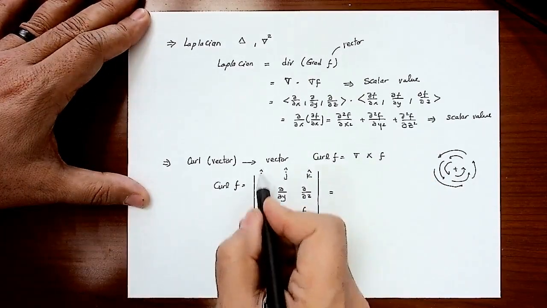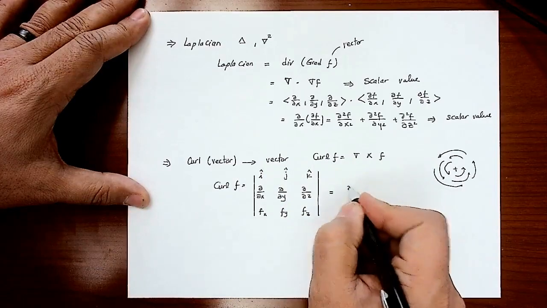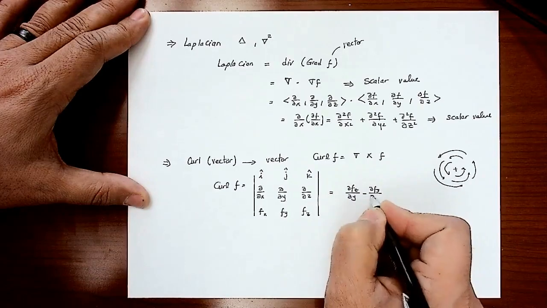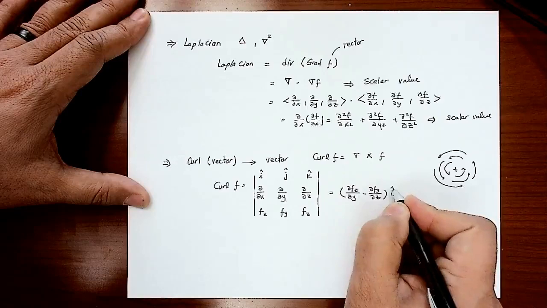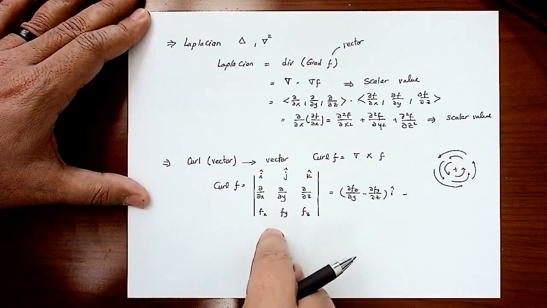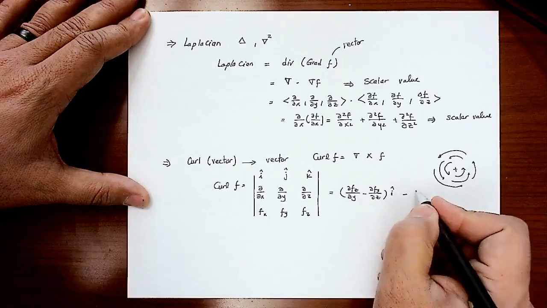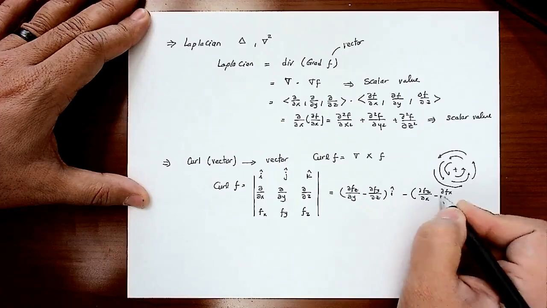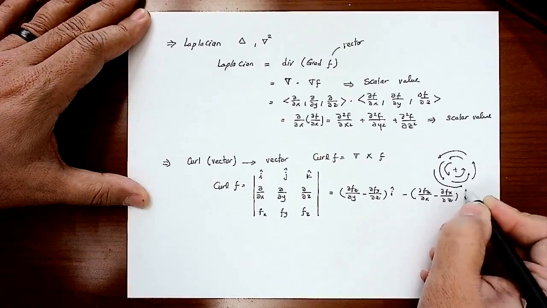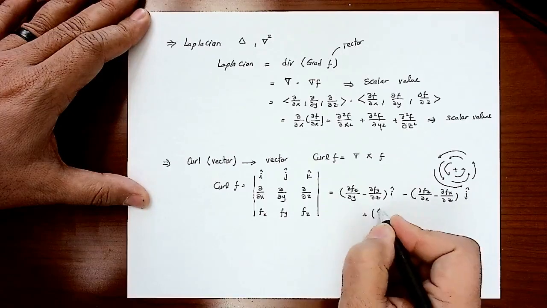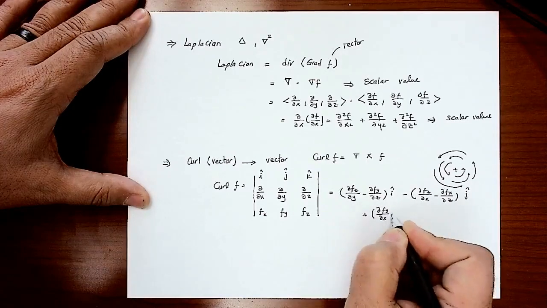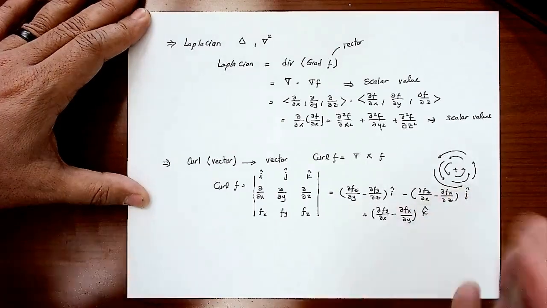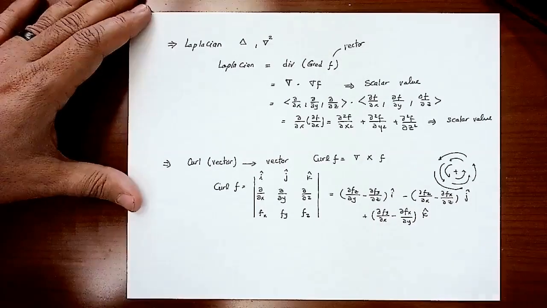Then you can break that down. In the i direction, I will have partial fz by partial y minus partial fy by partial z. Minus in the j direction, I will eliminate the row and the column, so I'm going to have partial fz by partial x minus partial fx by partial z. Plus in the k direction, I would have partial fy by partial x minus partial fx by partial y. So I end up having a vector at the end.